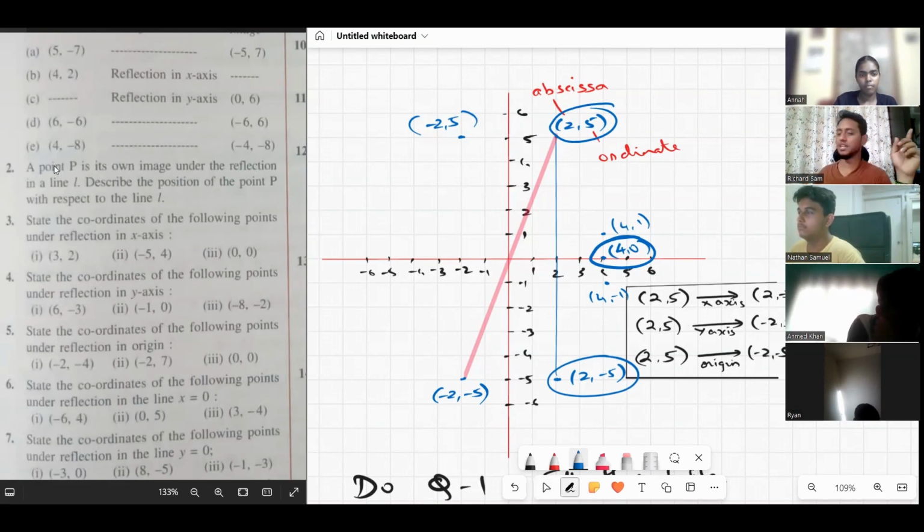Now let's read this question again. A point P is its own image. It means the point and the image is the same under reflection in a line L. Describe the position of that point P with respect to the line L. So the answer is what? Point P lies on the line L.